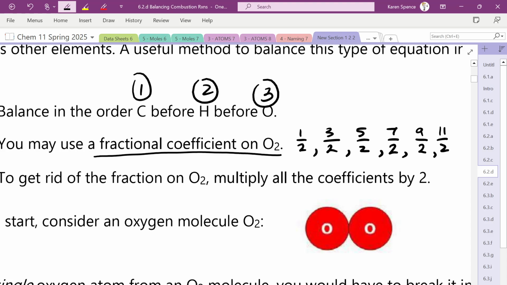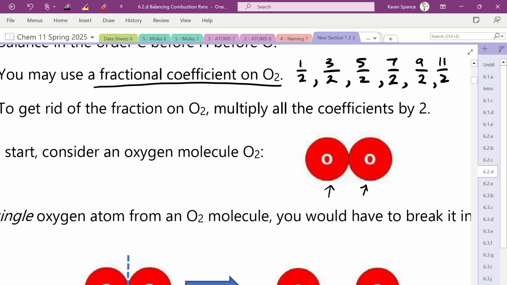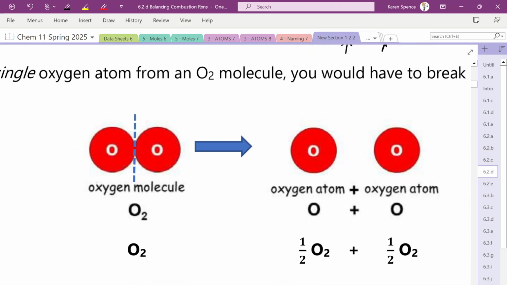The deal is this: if you have an oxygen molecule, it is made of 2 oxygens. So you can only get an even number of oxygens, right? If you have a whole oxygen molecule. But very often, maybe on one side of the equation, you've got 5 oxygens, and on the other side of the equation, you've got an O2. Wouldn't it be nice to be able to get 5 oxygens out of an O2 to balance that out? Okay? And what we can do is the following. We can take an O2 molecule and we can cut it in half.